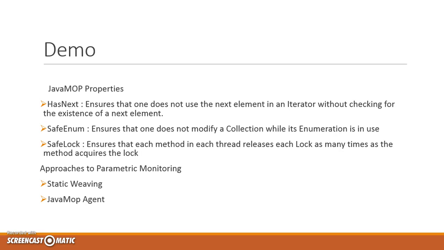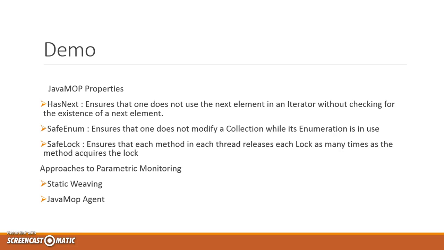Firstly, I'll talk about the JavaMOP properties. JavaMOP has various predefined properties such as HasNext, SafeEnum, SafeLock, and users can also define their own properties with the help of JavaMOP syntax, which is available on their project website. There are two approaches to parametric monitoring, static weaving and the JavaMOP agent. I will be demonstrating static weaving with the HasNext property. The JavaMOP agent is basically a jar file which is generated with the help of a few commands, and this jar file is portable and can be used on any system to monitor the target program.